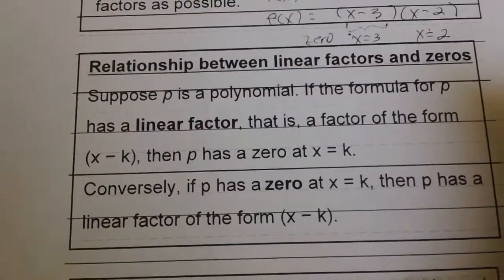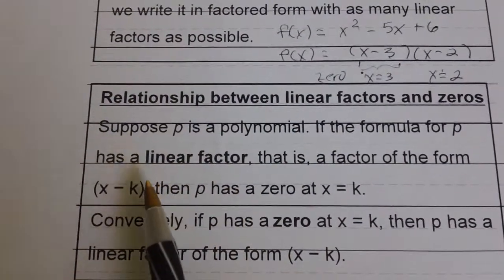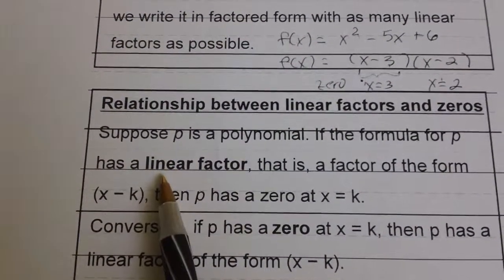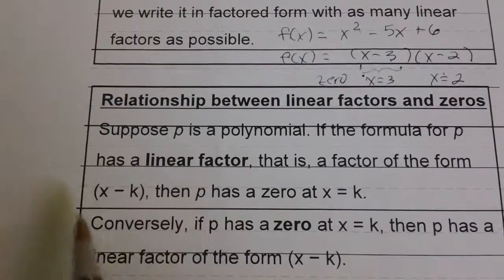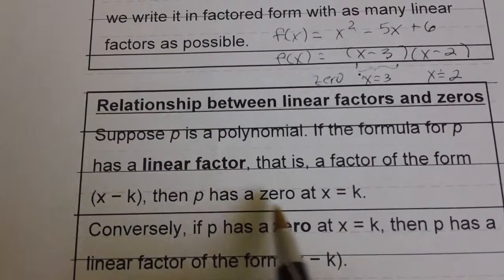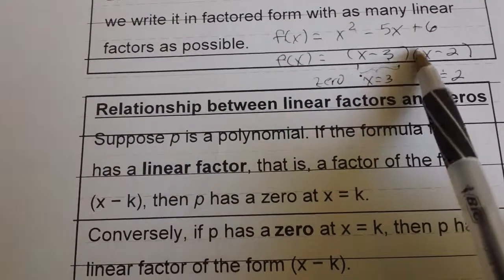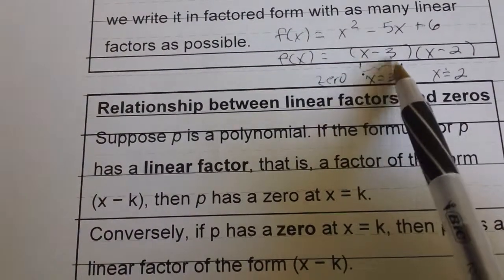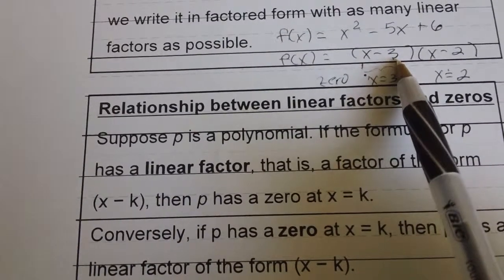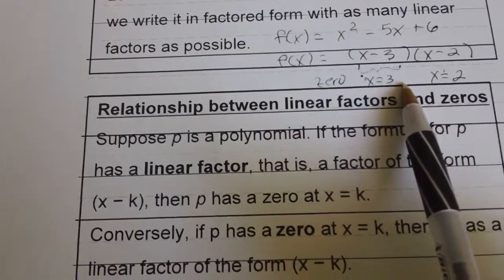So it goes down to a relationship between linear factors and zeros: if you have a polynomial p that has a linear factor, x minus k, then that means p has a 0 at x equals k, and that's what we found up here. This was a linear factor, x minus 3. In this case, k is 3, so that means that it also has a 0 at 3.